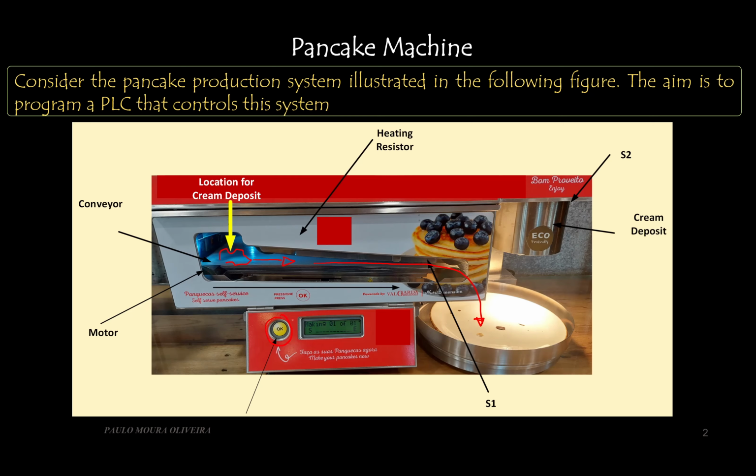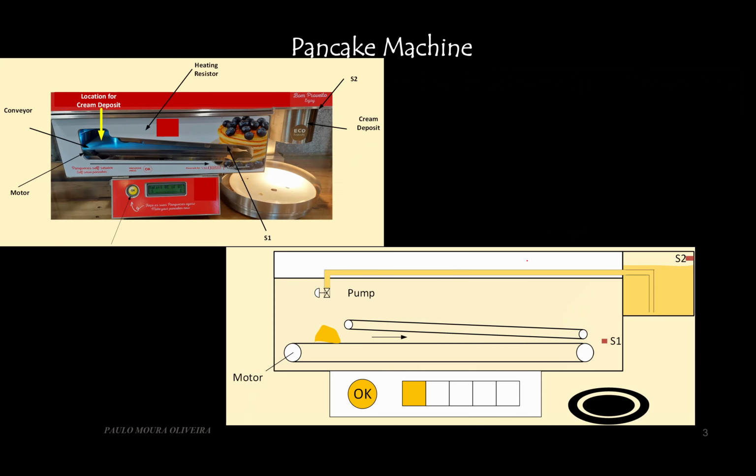This is the OK button to start the production. So we are going to consider, while it is not like this, a cream deposit that has to be filled every so often. So I made this drawing, and then you see here the deposit. The deposit has a sensor S2 which detects that the deposit is full. Then you got here a pump that is going to be activated, a valve to inject the cream into the conveyor belts.